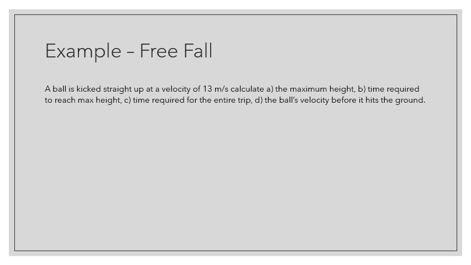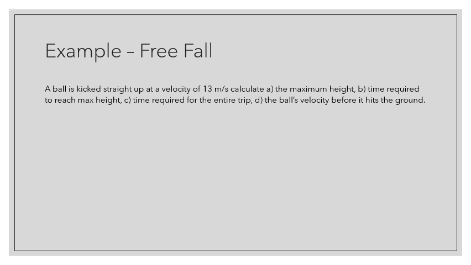This is an example of an object in free fall, so this will make use of both the concepts of free fall as well as kinematics. A ball is kicked straight up at a velocity of 13 meters per second. Calculate A, the maximum height, B, the time required to reach max height, C, the time required for the entire trip, and D, the ball's velocity before it hits the ground.